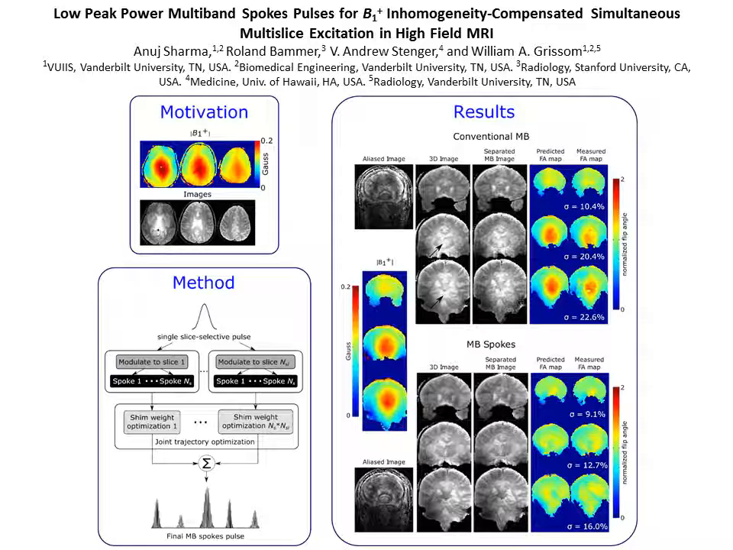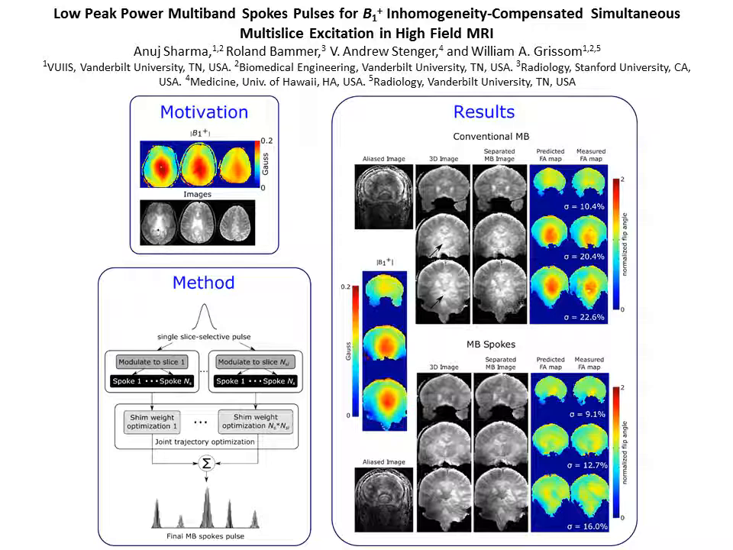B1 plus inhomogeneity. Just like in conventional single-slice imaging, images acquired using the SMS method suffer from center brightening and shading artifacts caused by the inhomogeneous RF field. To solve this problem, we propose a method to design multiband spokes pulses that excite and compensate for B1 plus inhomogeneity in multiple simultaneously excited slices.